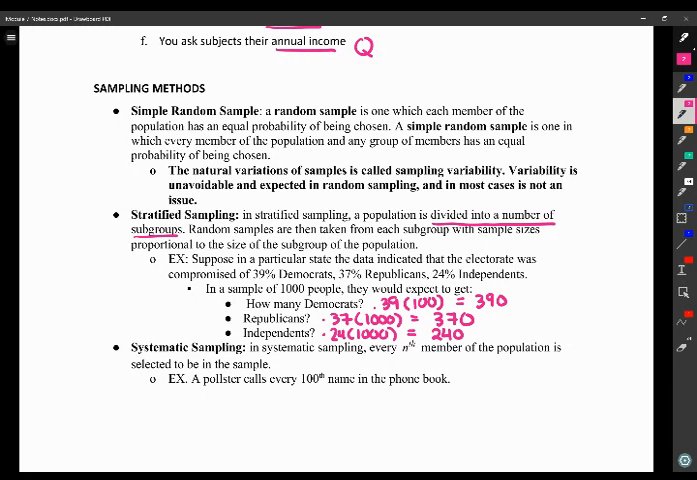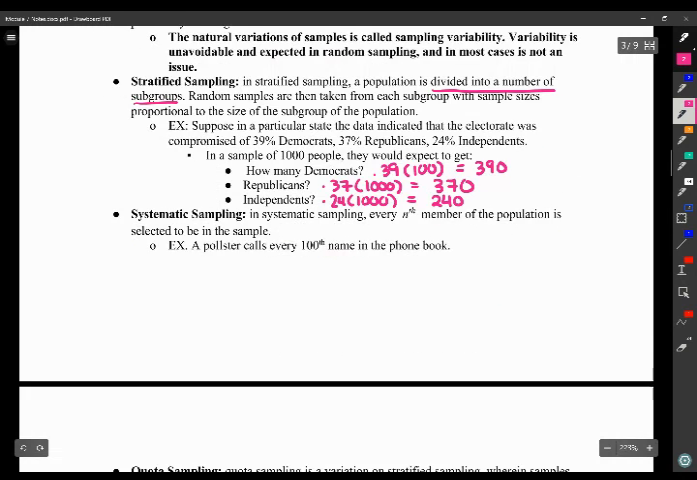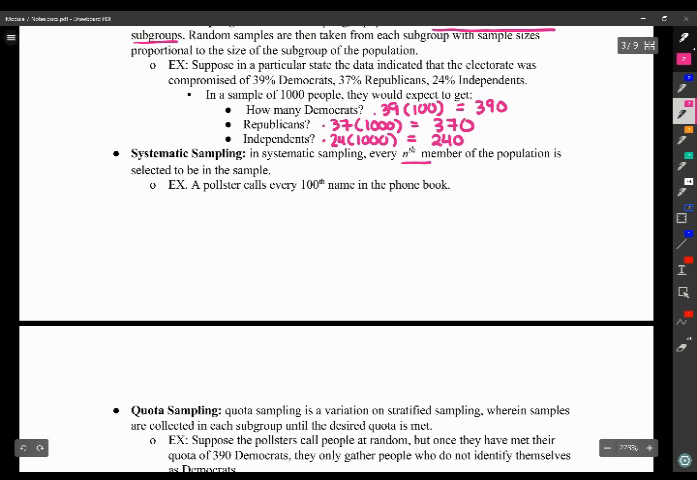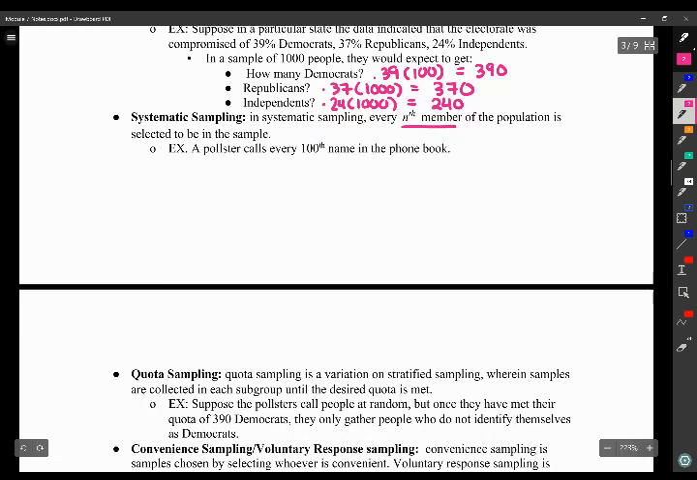So that's kind of how they take the general population and divide it into subgroups. And then from that subgroup, they're taking a statistic from there. Systematic sampling is where they're just picking every nth member. So like if I was going to say every third person is going to stand up and introduce themselves, that would be systematic sampling because I'm taking every so many people in a population.